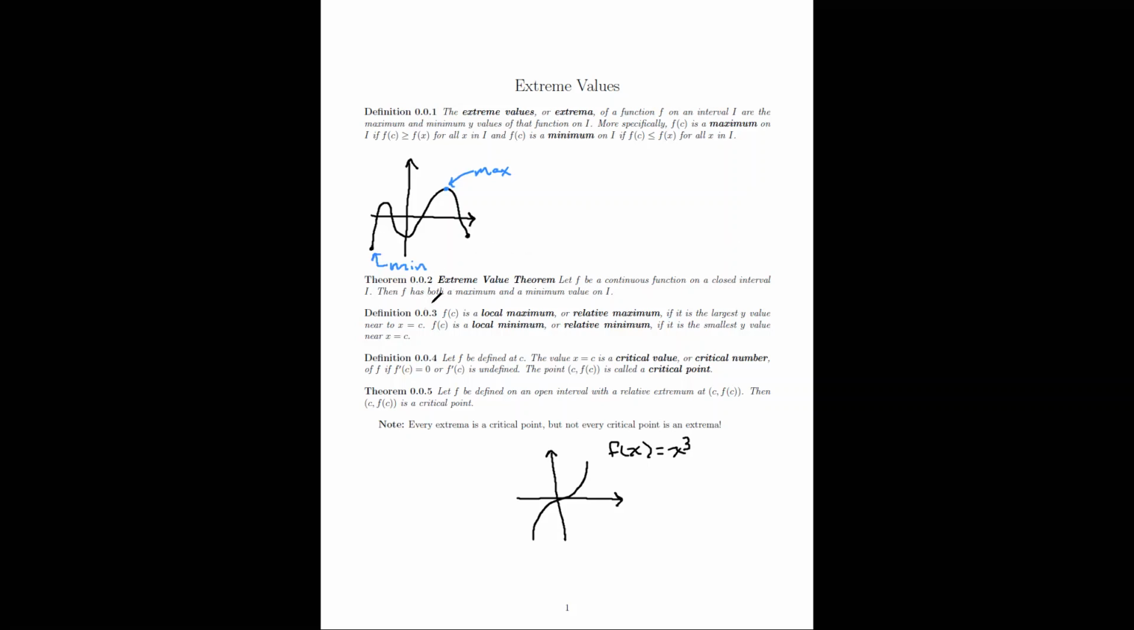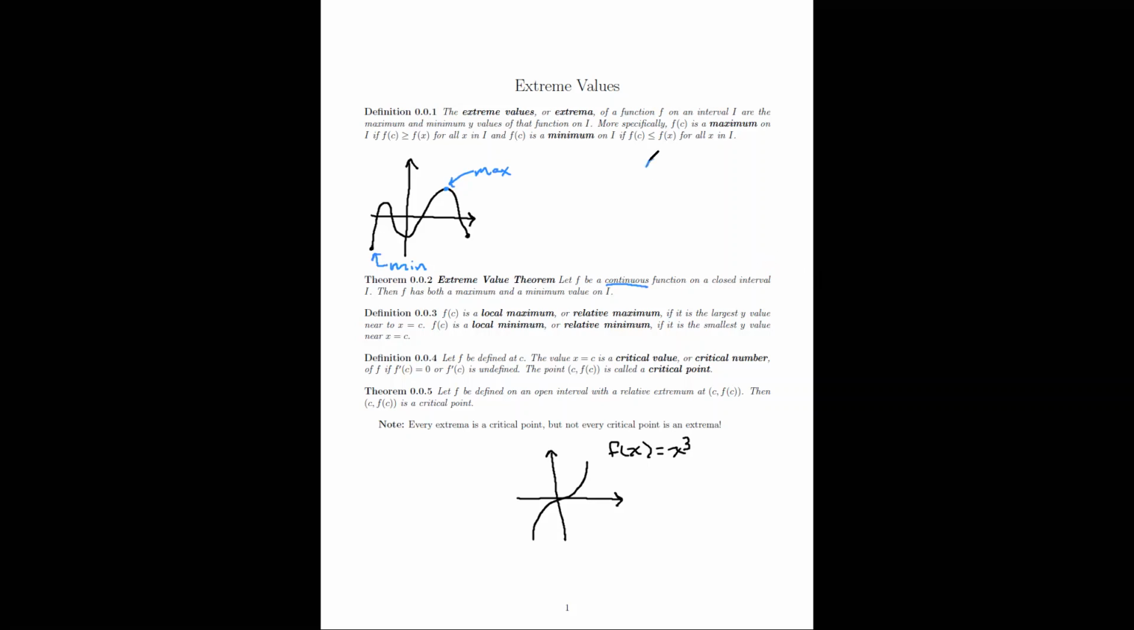The extreme value theorem tells us that if f is a continuous function on a closed interval, then it has a maximum and it has a minimum. Now there are two words I want you to pay attention to here. The first word is continuous. Why does f have to be a continuous function in order to definitely have a maximum and a minimum?